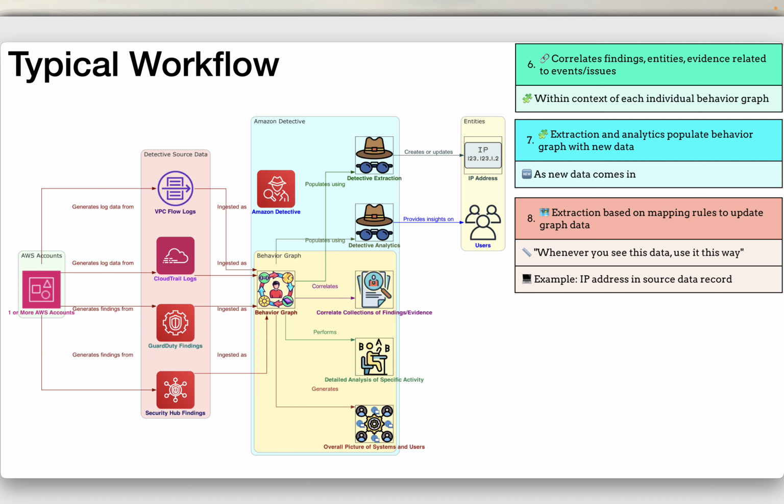For example, an incoming Detective source data record might include an IP address. If it does, Detective uses the information in that record to create a new IP address entity or update an existing IP address entity.